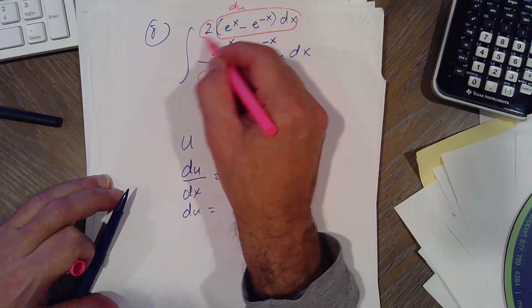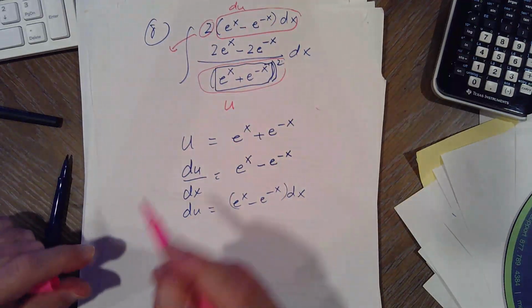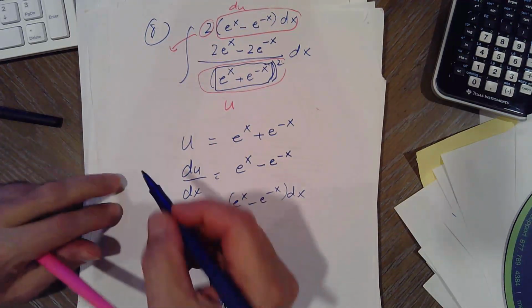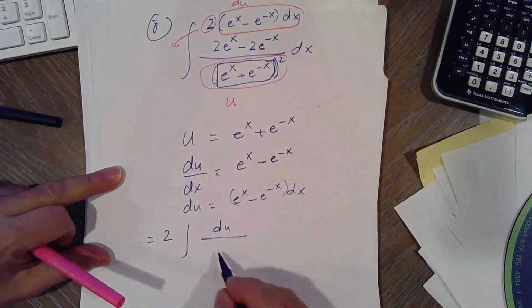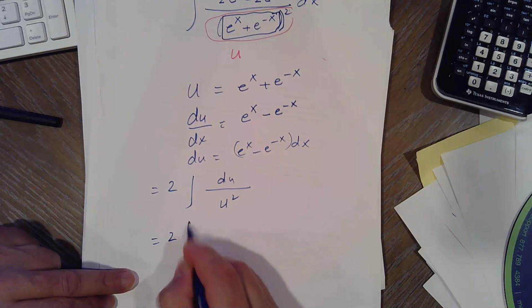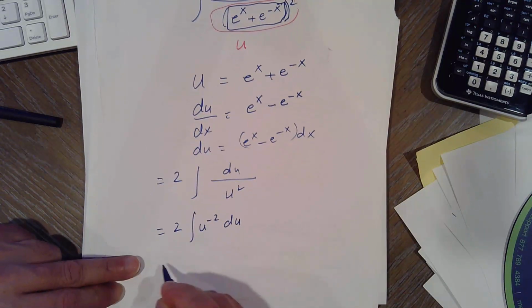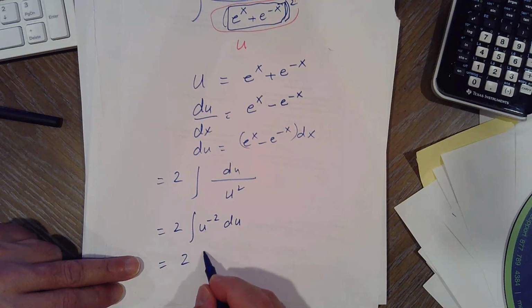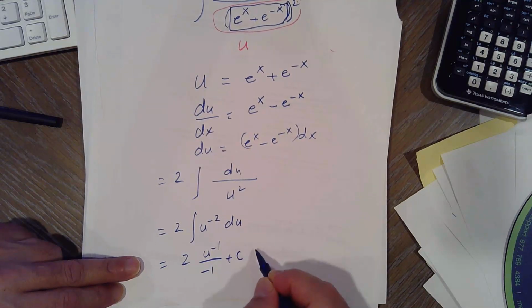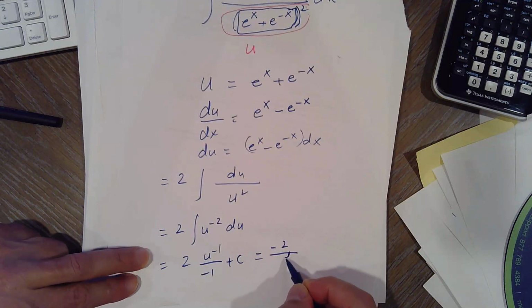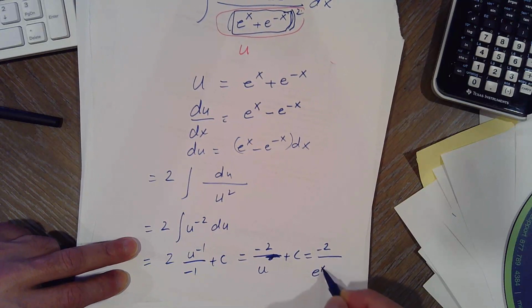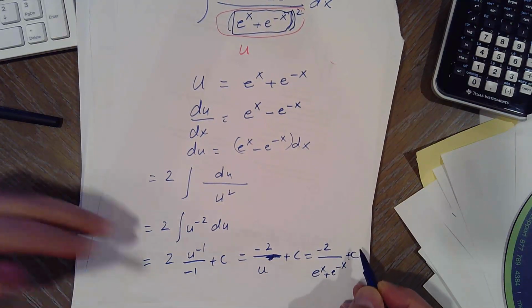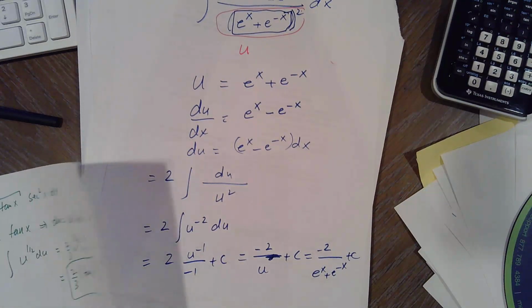And what do I do with the 2? Just bring it out. And so I would have the 2 out. Integral on top, it's du. On the bottom, it's u squared, which we're going to move up to do the power rule. So 2u to the negative 1 over negative 1 plus c, negative 2 over u plus c. So it's negative 2 over e^x plus e^(-x) plus c.